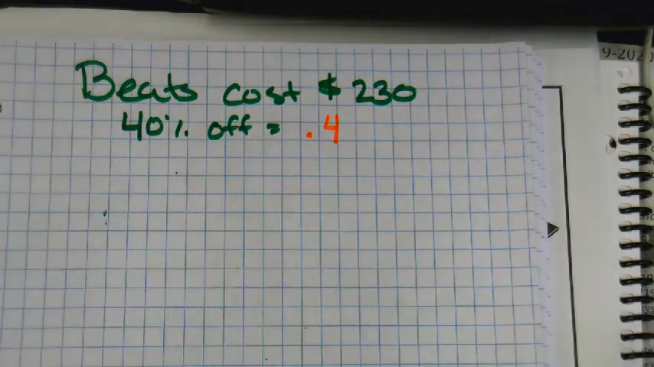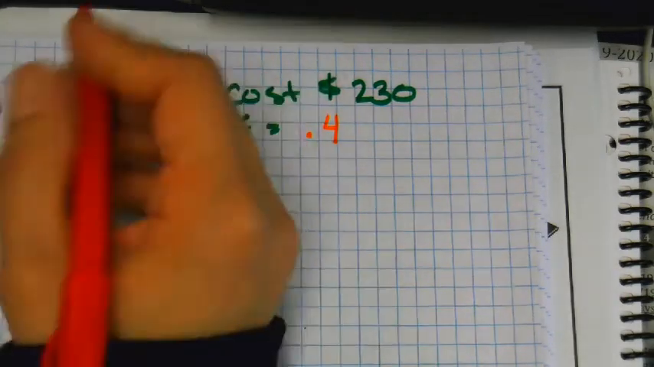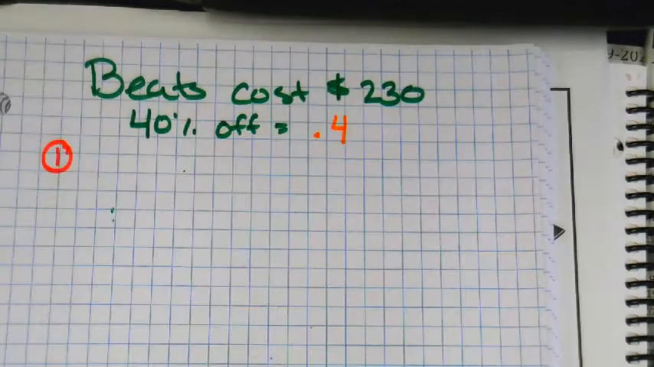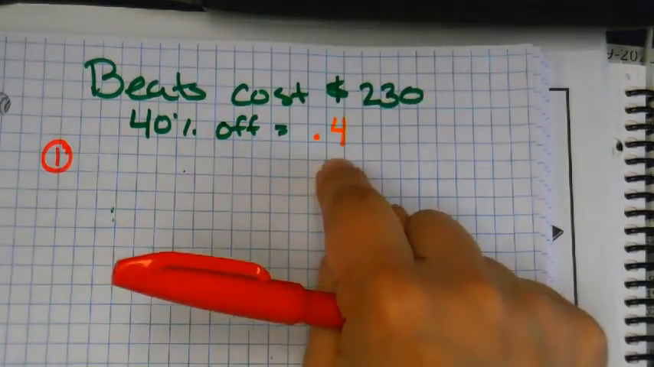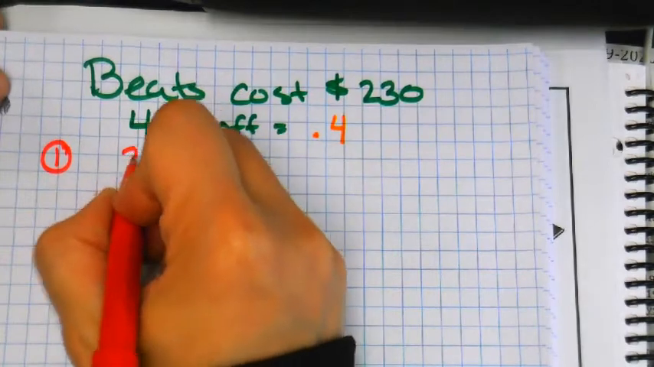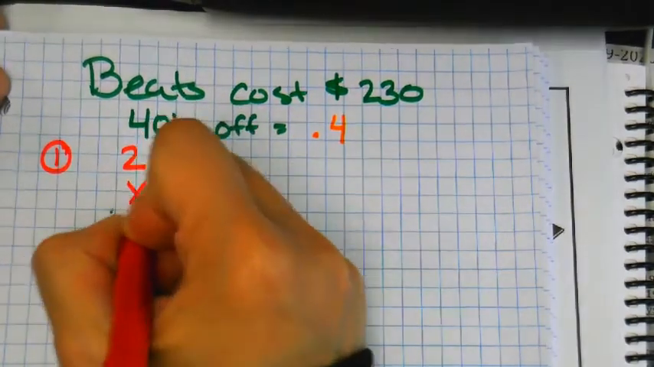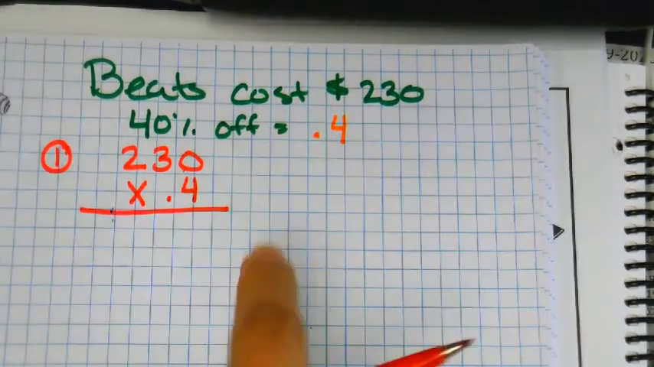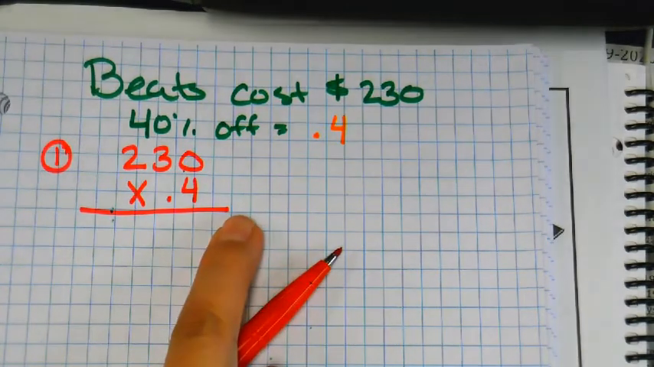Okay, what's our first step? What's step number 1? Good, multiply the price times the percent. So 230 times 0.4. Go ahead and start that before I do. See if you can do it before I do. And then you do step 2.